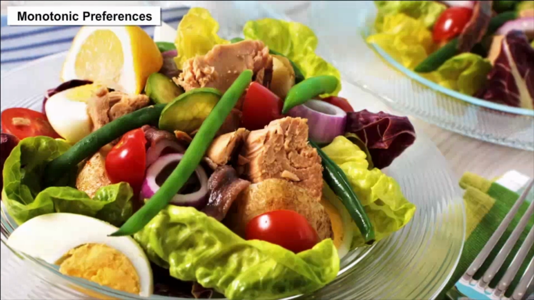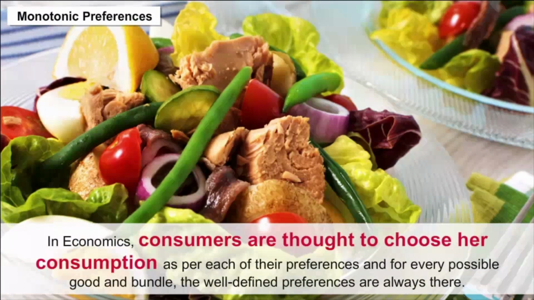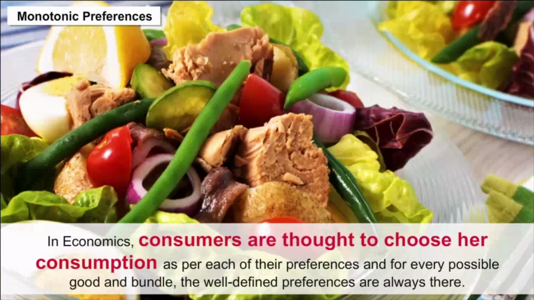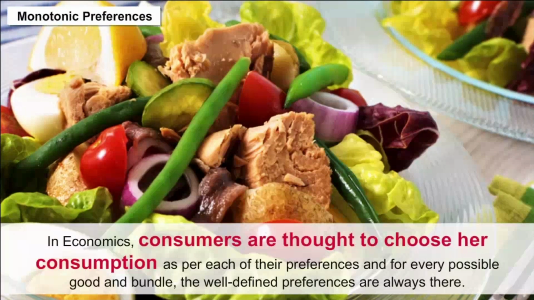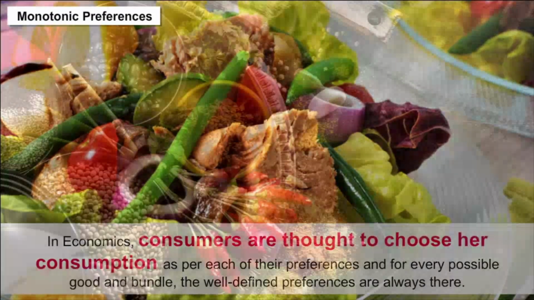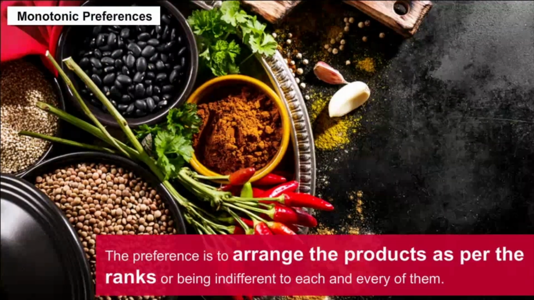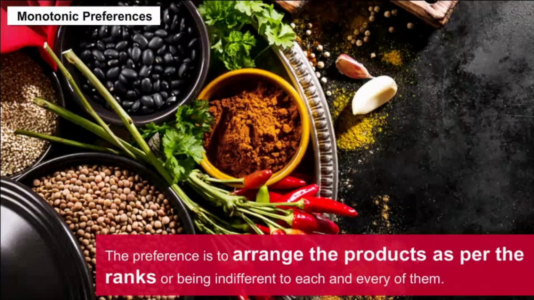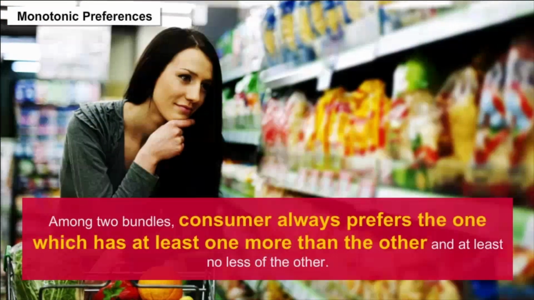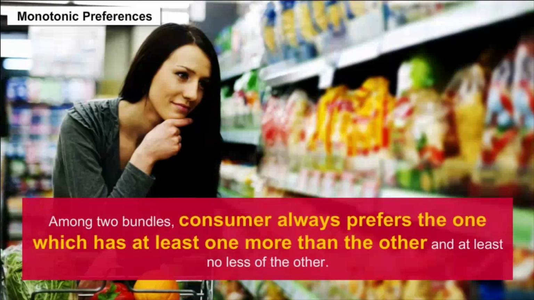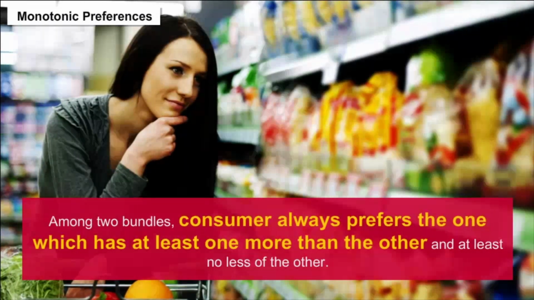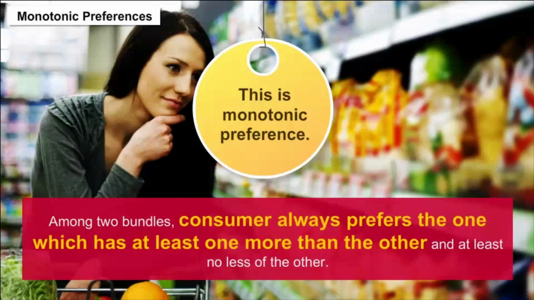Monotonic preferences. In economics, consumers are thought to choose their consumption as per their preferences, and for every possible good and bundle, well-defined preferences are always there. That is, the preference is to arrange the products as per ranks or to be indifferent between them. Among two bundles, the consumer always prefers the one which has at least one more of a good and no less of the other. This is monotonic preference.